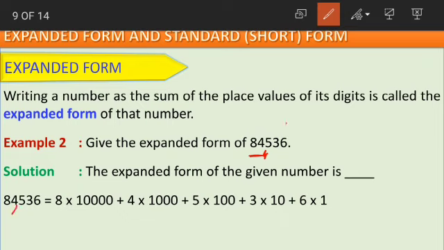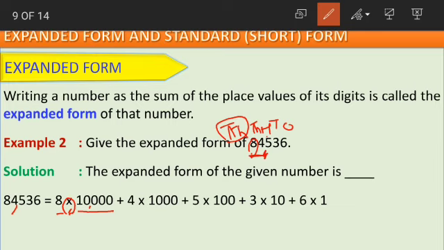84,536. Let us write the places on top of the number first. Ones, tens, hundreds, thousands and 10,000s. Right? Now we have to write the place values of each digit. The first digit is 8. 8 into, that is we have to find out the product for face value, right? Yes. 8 into the value of 10,000, which is 1 followed by 4 zeros.